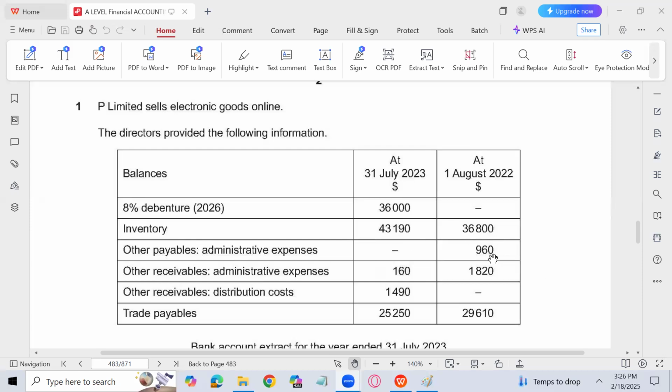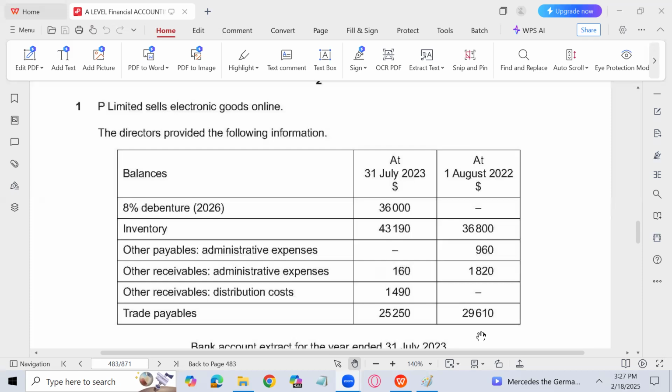Other payables, admin expenses are given, opening. Other receivables, admin expenses are given, opening and closing both. These are prepaid, this is accrued. Other receivable distribution cost is 1,490 at the end. And trade payables, opening and closing, are given in the question. Which item is missing? Which one of the opening and closing is not given? Normally the opening and closing of any item is given in the question, but here it is not there: trade receivables. Trade payables are given, but trade receivables are not given.